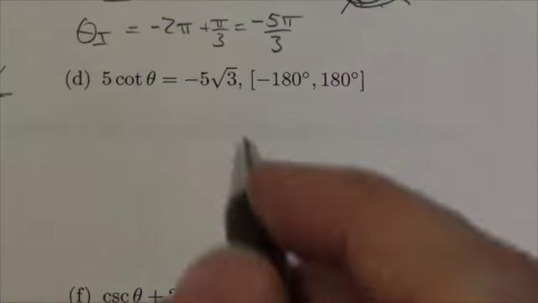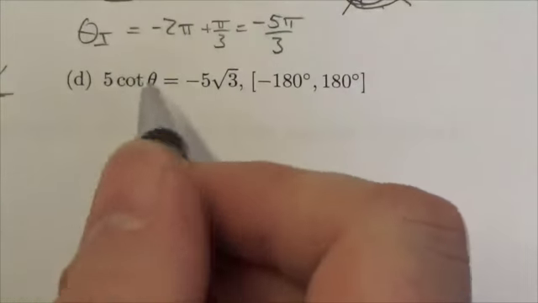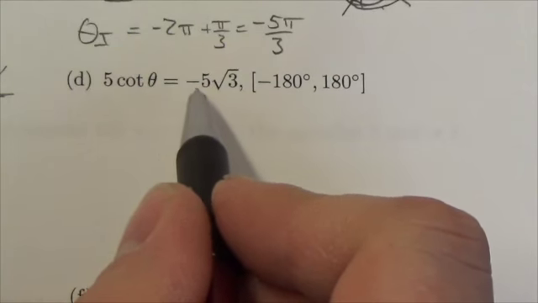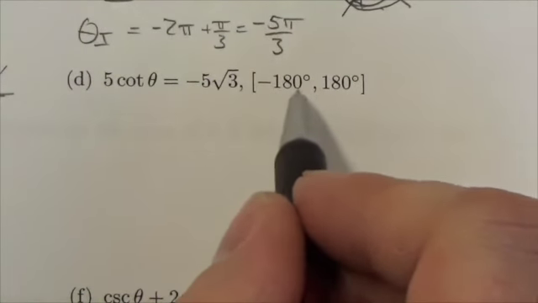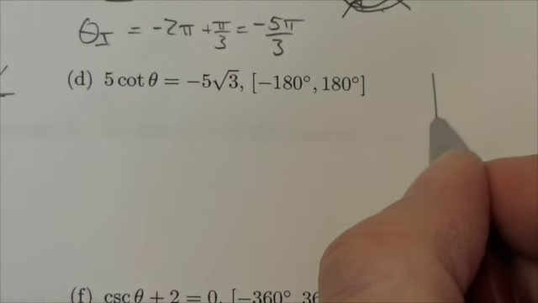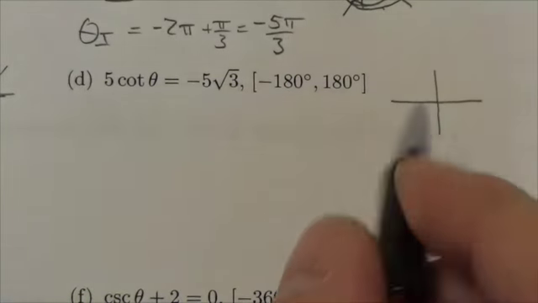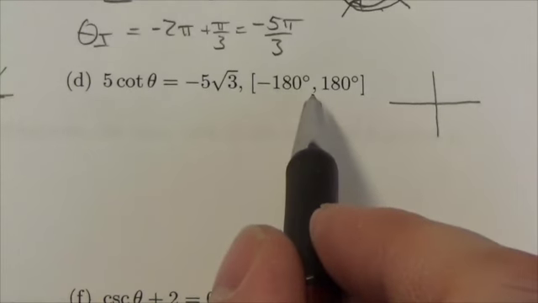Hi everyone. So this question says, I'm going to solve for theta here. 5 cotangent theta equals negative 5 root 3. And we're looking for the answers between negative 180 and 180. Now let's just take a look at what that's describing there. I want to take a look at that domain.